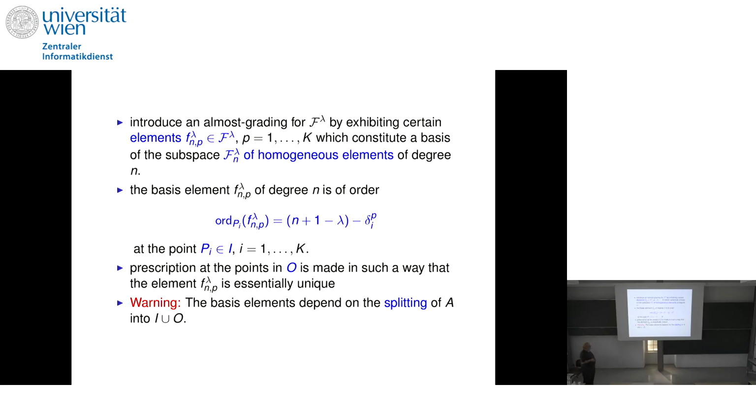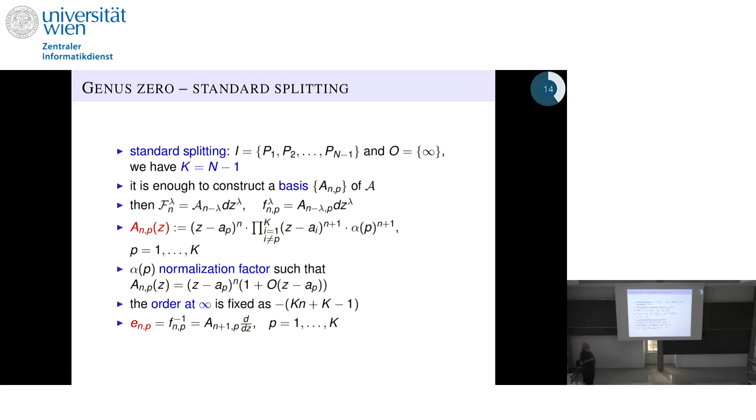Okay, but there are interesting questions here. So now we come to genus zero. There is a certain splitting which I will call the standard splitting, but this is not the only splitting. This is what we should keep in mind. But I want to talk about a special splitting where the incoming points consist of P1 up to Pn-1. This is now our K. And the outgoing point is just one point, this one which we brought already to infinity.